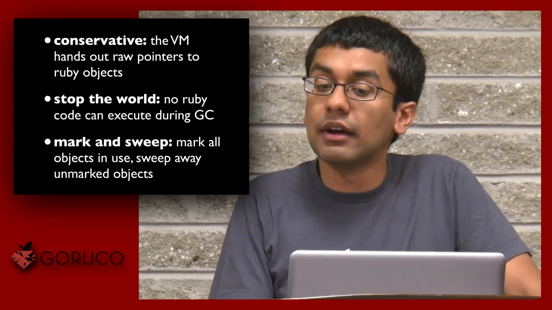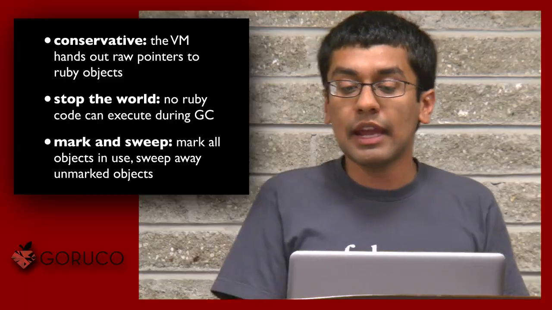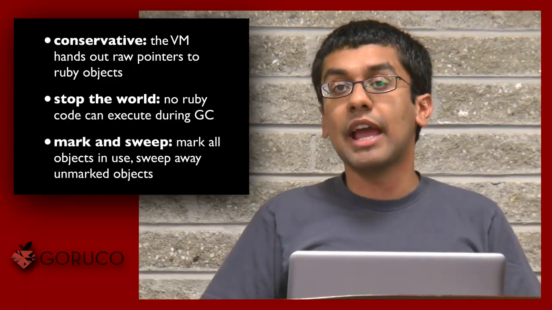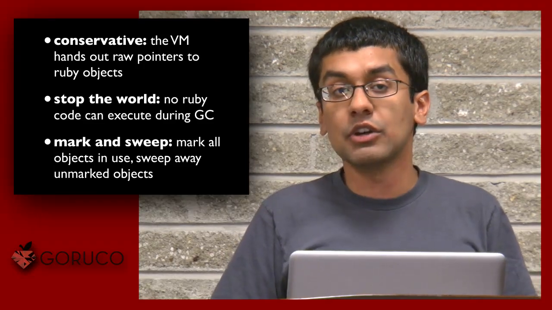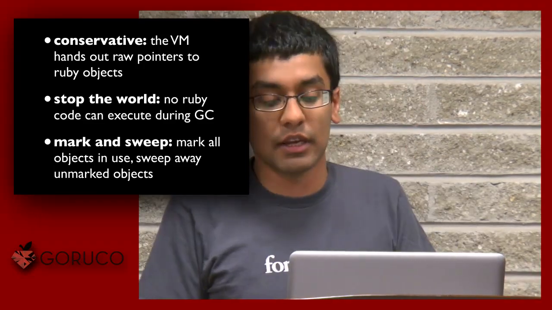And mark and sweep is a fairly naive algorithm, and the problem is basically it doesn't scale up as you add more and more objects to your heap, because it has to basically touch each and every one of those objects every single time the garbage collector is run.